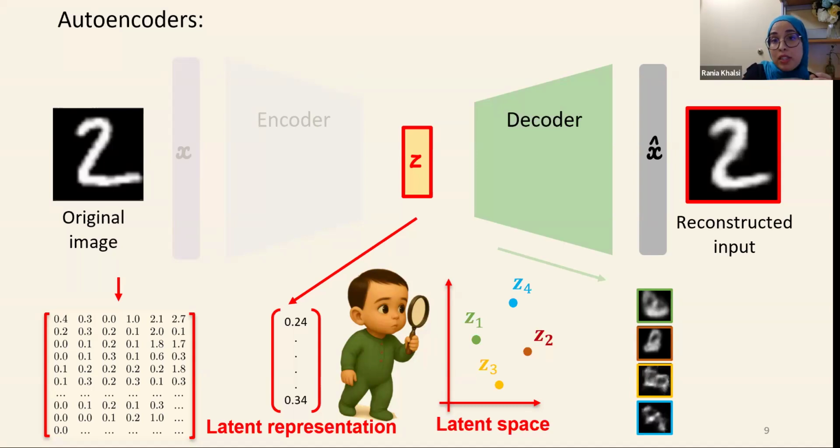Now, if we randomly do this and we are trying to generate things, we are going to get things, but not actually things that make sense, okay? And the first main reason for all this is that autoencoders learn a deterministic encoding, which means that each input maps to only one fixed vector z, okay?